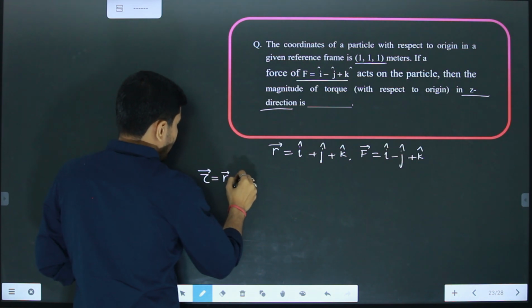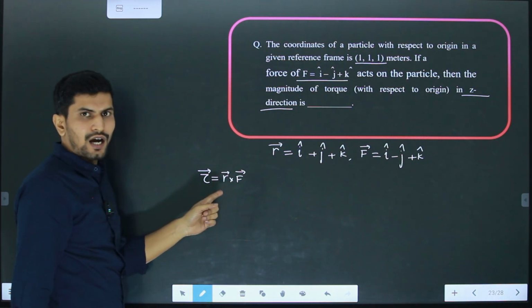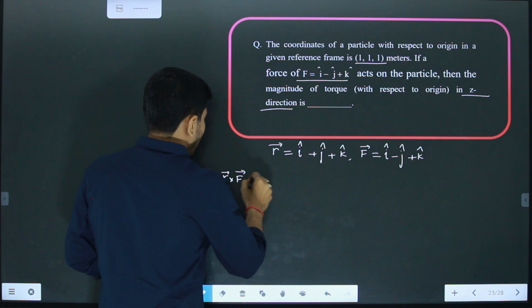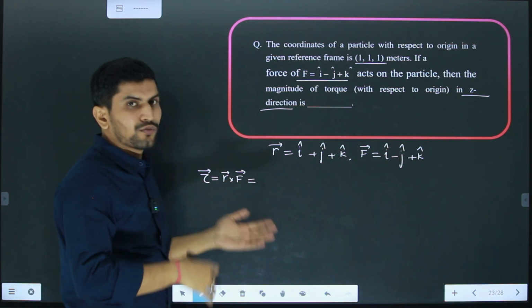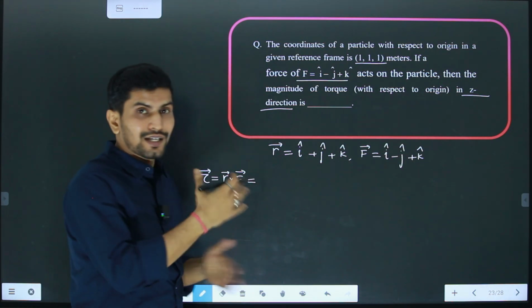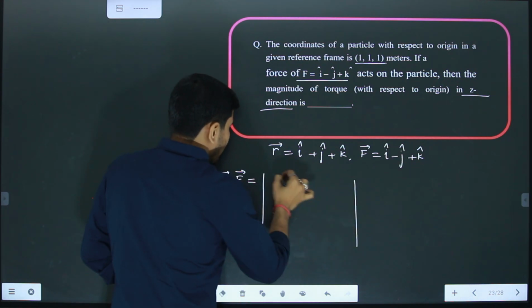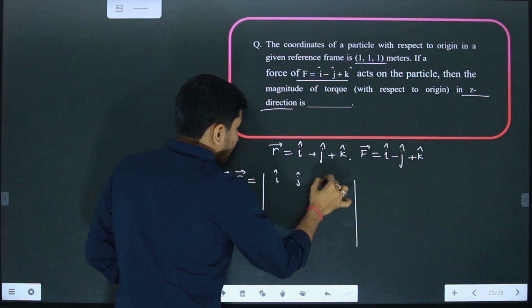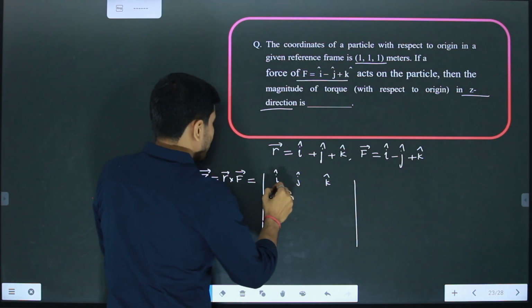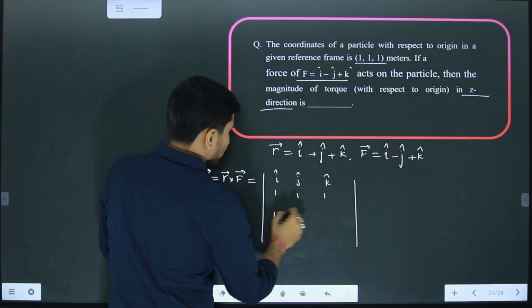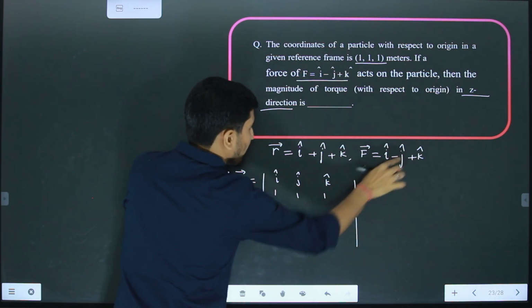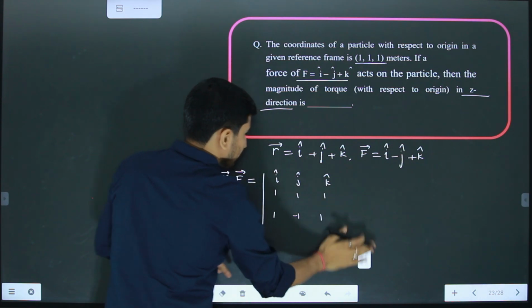Torque is a vector quantity and it is given by r cross F. So we not only will calculate the value of the torque, we will also calculate the direction of the torque in this way. Okay, so let me do it. So this is i cap, j cap and k cap. Let me put the values 1, 1, 1. This is 1, minus 1 and plus 1.